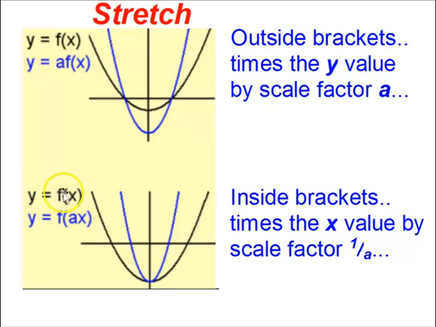Underneath, we have y equals f of x and y equals f of ax. So the a is inside the brackets, stuck onto the x. If it's inside the brackets, the rule is to multiply the x value by a scale factor of 1 over a. So up here we multiply the y value, and here we multiply the x value by a scale factor of 1 over a.